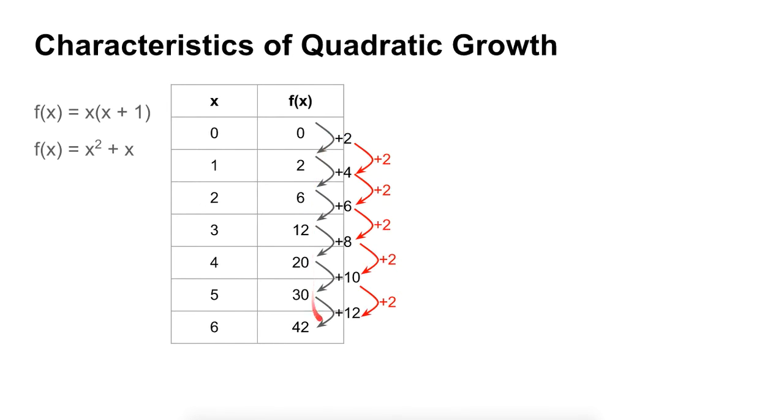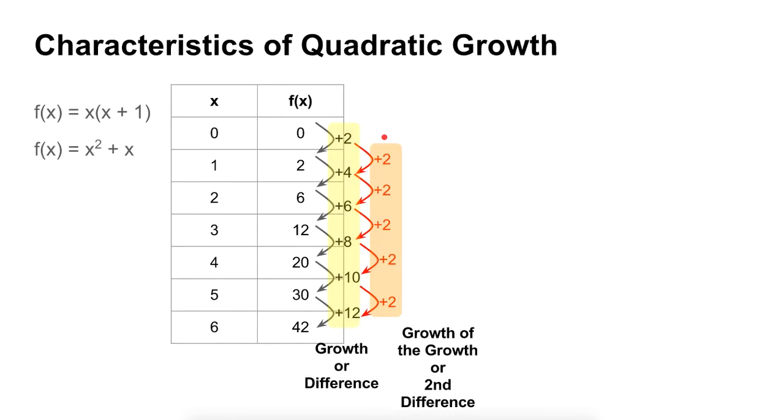The growth isn't constant itself, but the growth is growing by a constant amount. So if this is the growth or the difference, and it's not constant, it's in fact increasing, we can call this over here the growth of the growth, or we can also call it the second difference. And the second difference here is constant, it's plus 2.